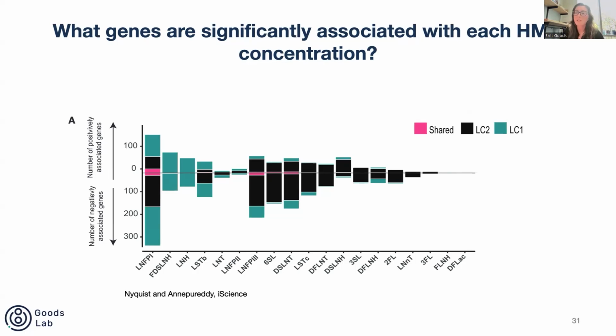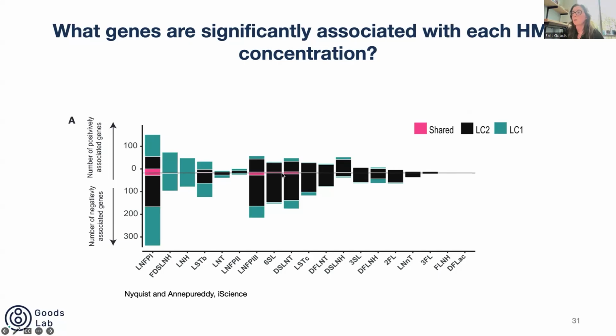And so we could ask, are there any genes that are positively or negatively associated with changes in concentration of these HMOs in milk, and what do those genes look like? That's what this is showing. This is a plot showing, for each HMO, the number of positively associated genes or the number of negatively associated genes. And then the colors of each of these bars indicate whether these genes are shared between our LC1s and our LC2s, or they're unique to LC2s or LC1s.